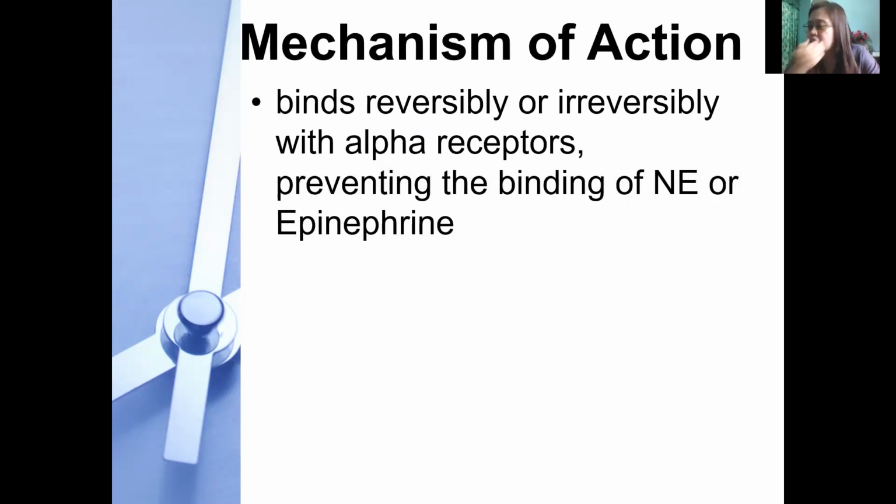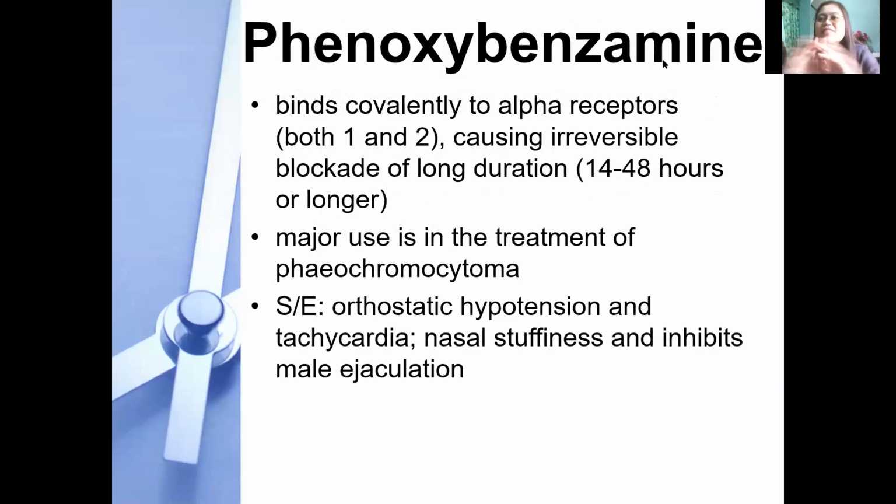So pwede siyang ma-reverse through variation in concentration. So if we want to reverse the action of the blockers, we will just increase the dose of the agonist. But if the antagonist is irreversible, then even if you increase the dose or the concentration of your agonist, wala ka nang magagawa. Die forever sa ilahang binding with the alpha receptors. So when they bind to those receptors, the binding of norepi and epi will be blocked and it will be prevented. Okay? So let's start with the first drug.